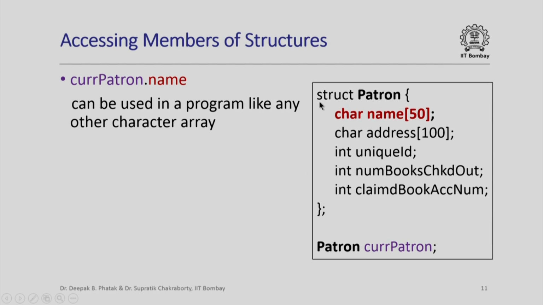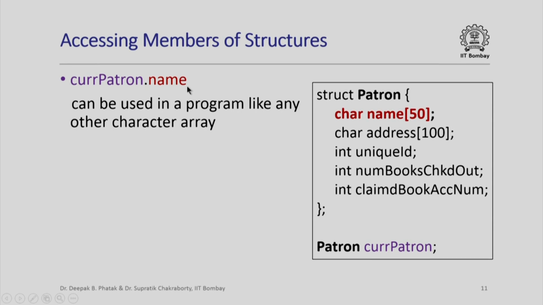For example, if this is the structure patron and if I have defined a variable current patron of the structure type patron, then when I use current patron dot name, I am basically accessing the member named name in the object current patron whose type is a structure named patron. The structure type patron is the type of current patron and I am accessing the member named name in that structure. Now it turns out that name here is actually a character array, therefore current patron dot name can be used in a C++ program like any other character array.